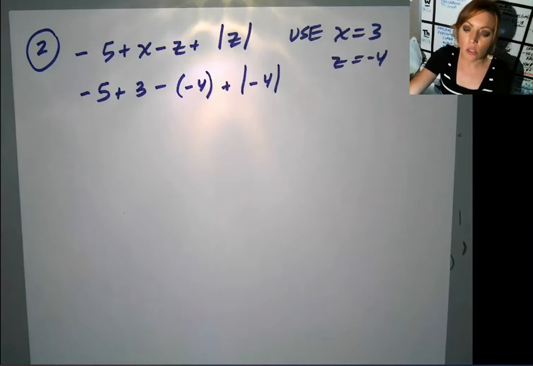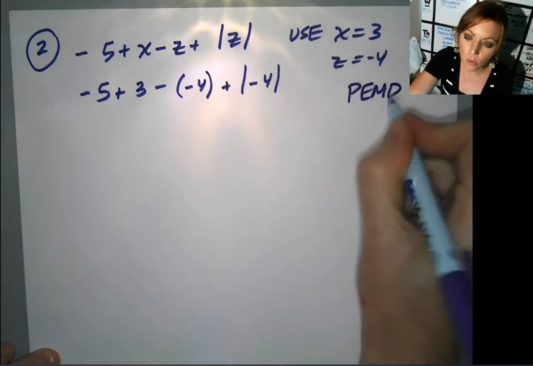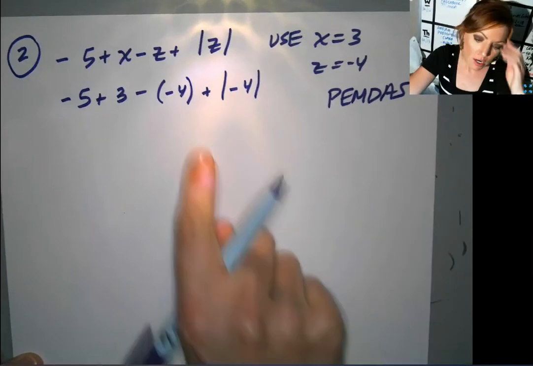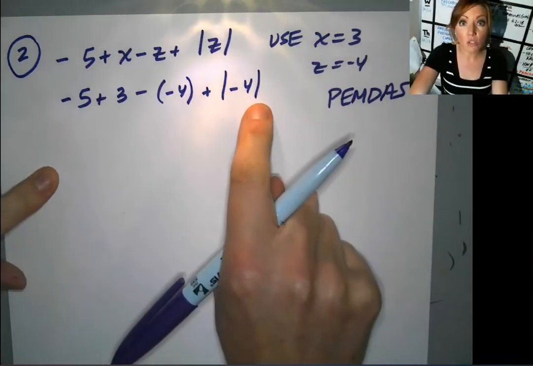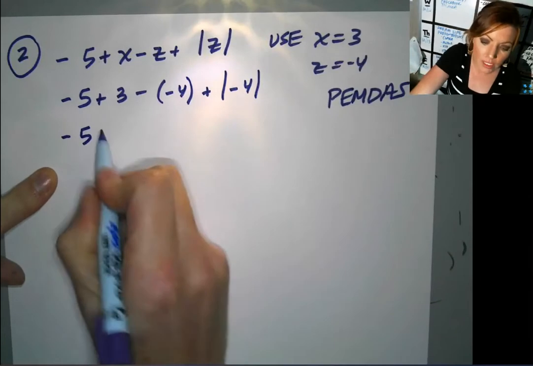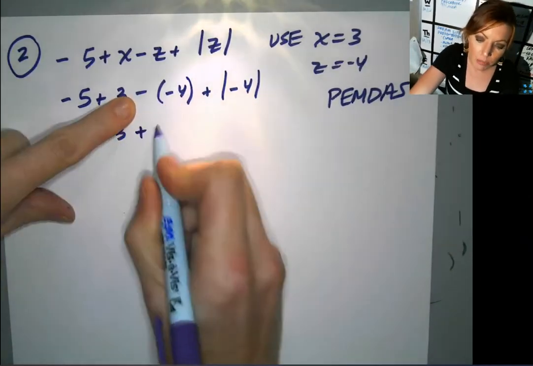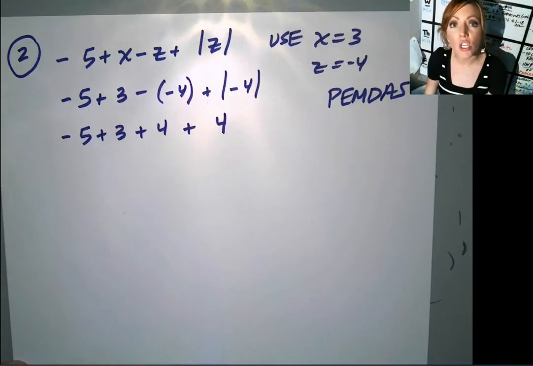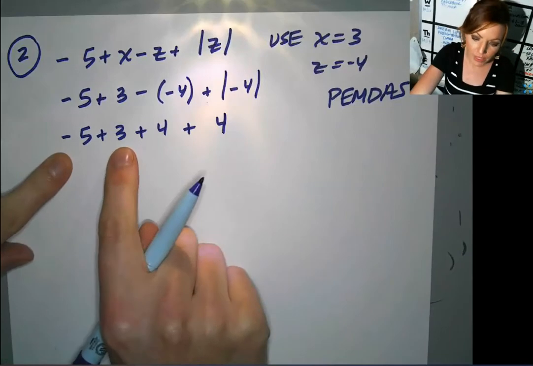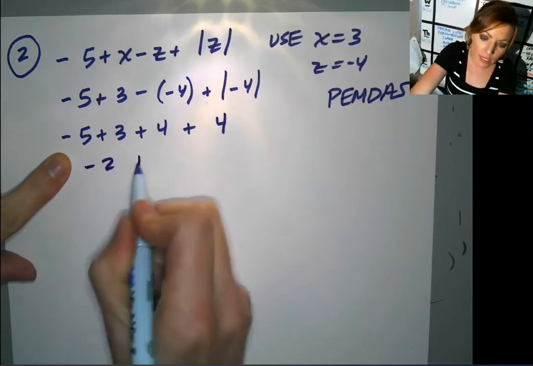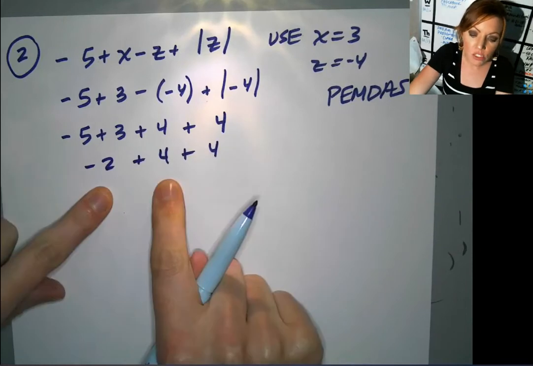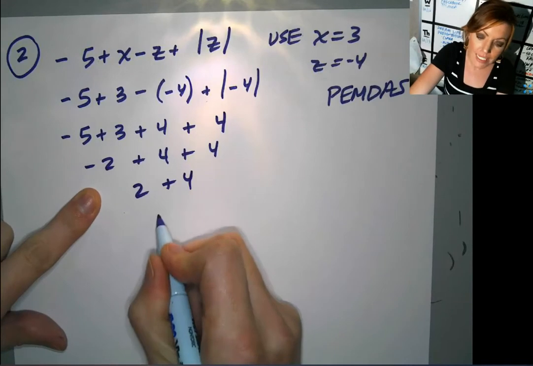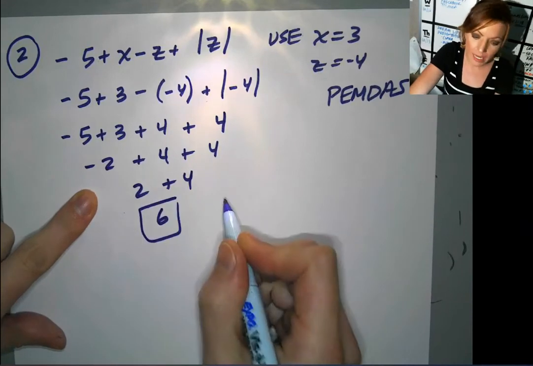First thing we want to do, if we think PEMDAS, that's the whole thing that we're reviewing in this problem, we start with the parentheses first. We can treat absolute value bars like parentheses, so we're going to leave these alone. A negative and a negative make a plus, and then the absolute value of negative 4 is 4. Now from this step, we can just go left to right. Negative 5 plus 3 is negative 2. So we get negative 2 plus 4 plus 4. Negative 2 plus 4 is 2, and 2 plus 4 is 6. That would be, again, C.